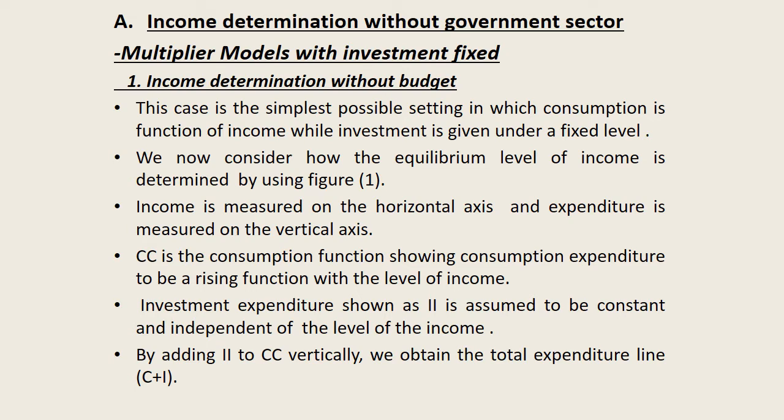On the other hand, investment expenditure, shown as II, is assumed to be constant and independent of the level of income. This is a result of our primary assumption, which is that investment is constant. By adding II, the investment function, to CC, the consumption function, vertically, we obtain the total expenditure line represented by C plus I. يعني يا جماعة in Arabic لما بنضيف دالة الاستثمار للاستهلاك رأسيا، بجمع رأسي، بنحصل على دالة أو خط الإنفاق الكلي اللي هو ممثل بـ C plus I.